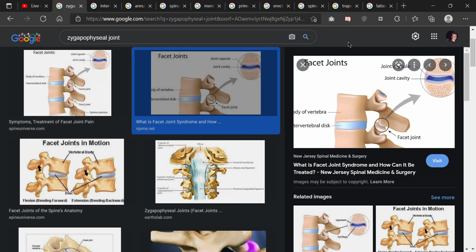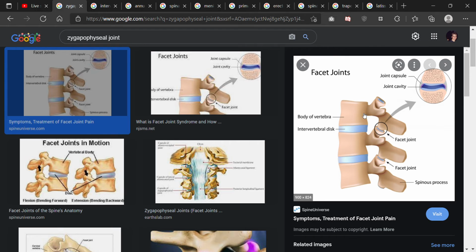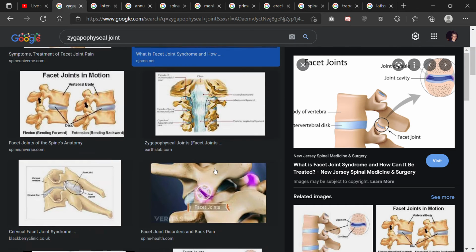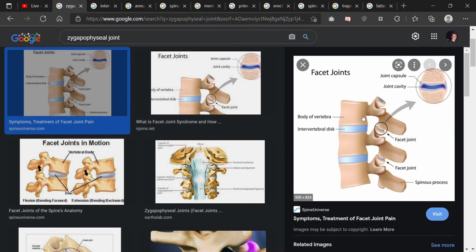Last time we talked about the vertebrae, the anterior body, the posterior arch, and all the different parts of the vertebrae. But today we are going to start off with the facet joint. The facet joint, as you can see here, is also known as the zygapophyseal joint, and this helps to guide the movement in the spine.